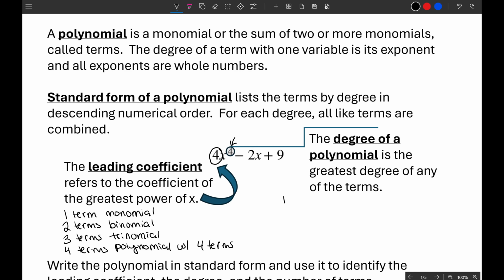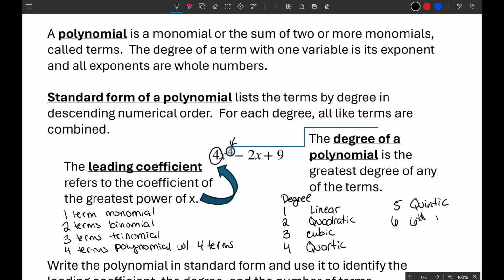All right, when it comes to the degree, if you have a degree of 1, that's considered linear. If you have a degree of 2, that's quadratic. If you have a degree of 3, that's cubic. If you have a degree of 4, that's quartic. A degree of 5 is quintic, and that's all the special names I'm going to give. There's a couple more, but we're going to leave it at that. If you have a degree bigger than 5, let's say 6, you're just going to call that a 6th degree. If you have 7, it would be a 7th degree, so on and so forth.